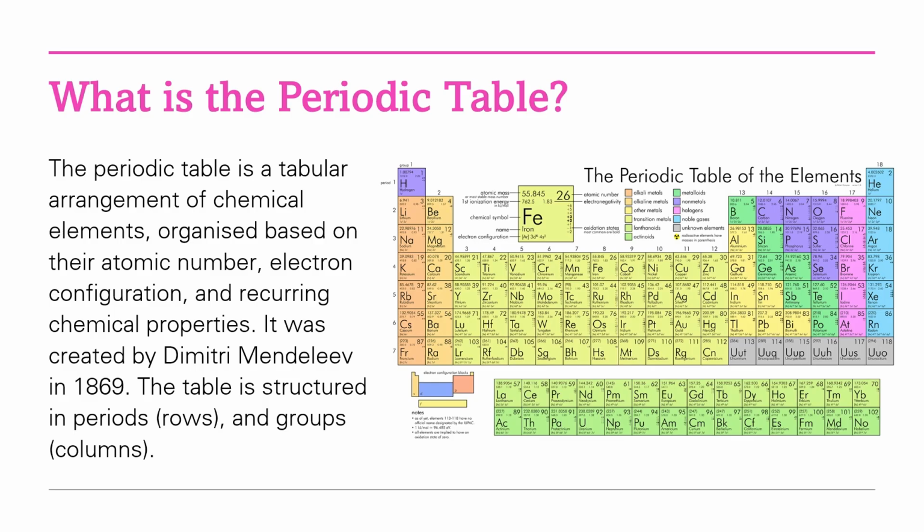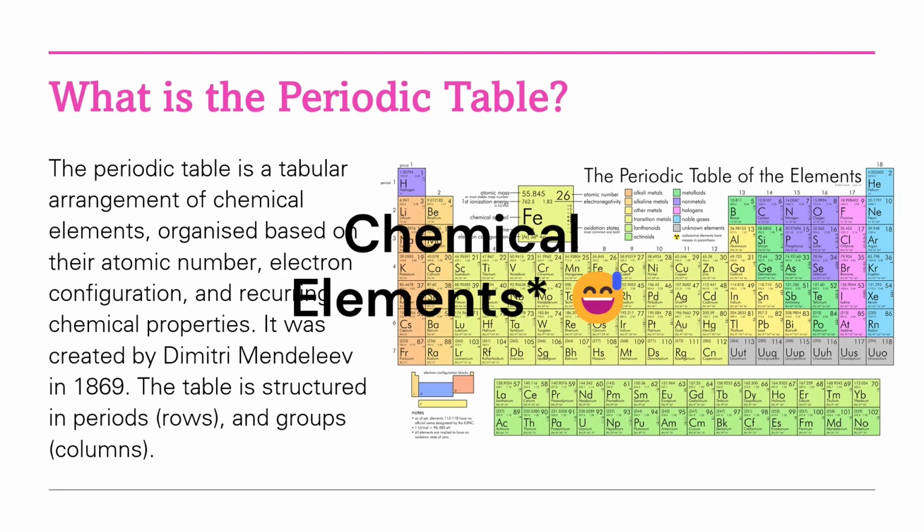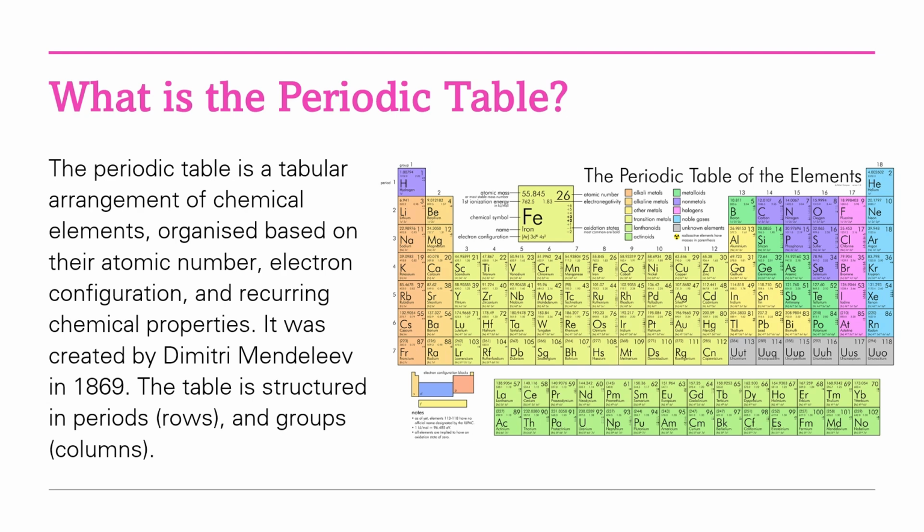The periodic table is a chart that organizes all of the known chemical elements. The elements are arranged in order of increasing atomic number, which is the number of protons in the nucleus of an atom. The periodic table is also organized into rows and columns. The rows are called periods and the columns are called groups. Elements in the same group have similar chemical properties.